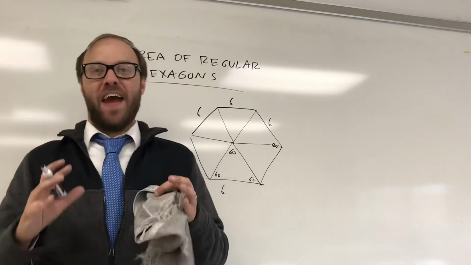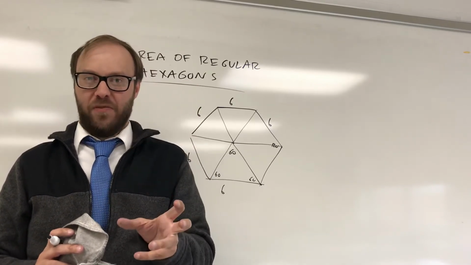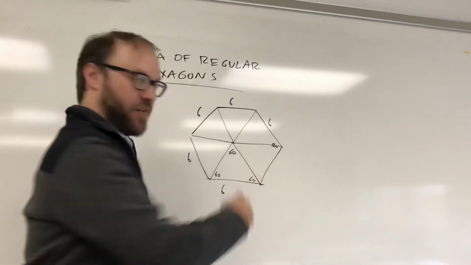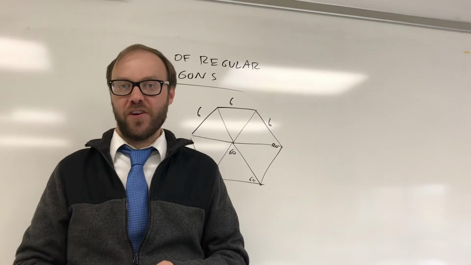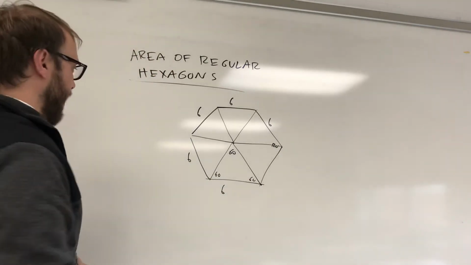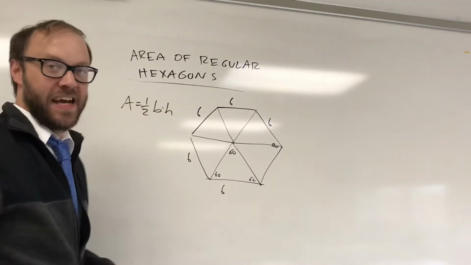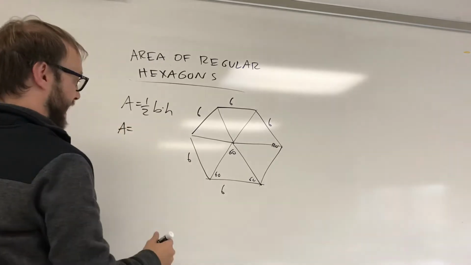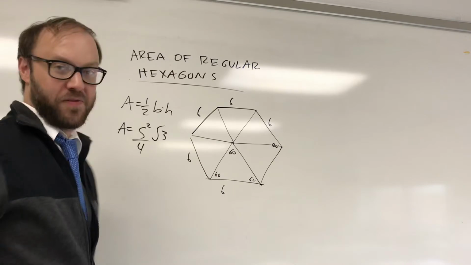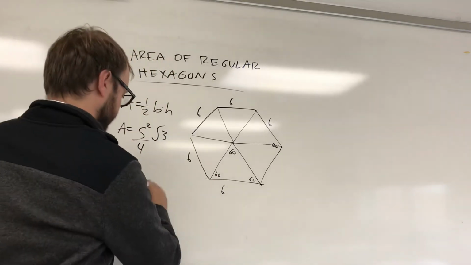A really key fact, hexagons break up into 6 equilateral triangles. So really all we've got to do is find the area of one of those equilateral triangles, and there are just 6 of those congruent triangles, and we've got the area of the whole thing. So you've got a couple different options. You can remember that the area of a triangle is half the base times the height. Some of you might remember that the area of an equilateral triangle is the side squared divided by 4 times radical 3. Either one of those you can use, doesn't matter which one.